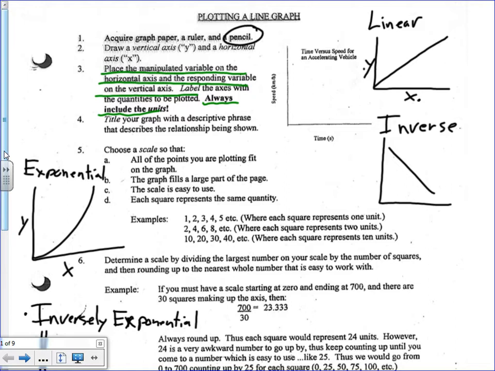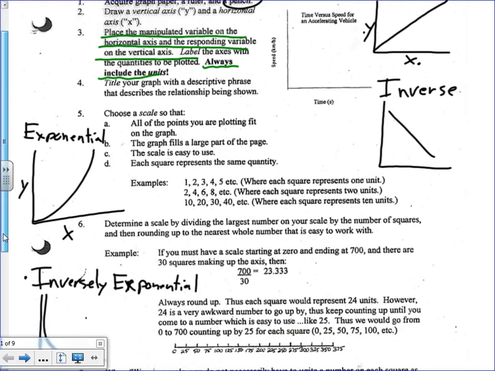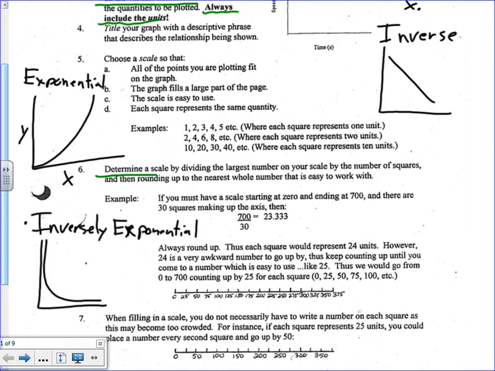All right, so to choose your scale, all you have to do is take your biggest number, so determine your scale by dividing the largest number on your scale by the number of squares. Okay, works every time. Now, sometimes you'll get a decimal. So what if I get like this, and I get 23.3 repeating? What should I make each line worth?